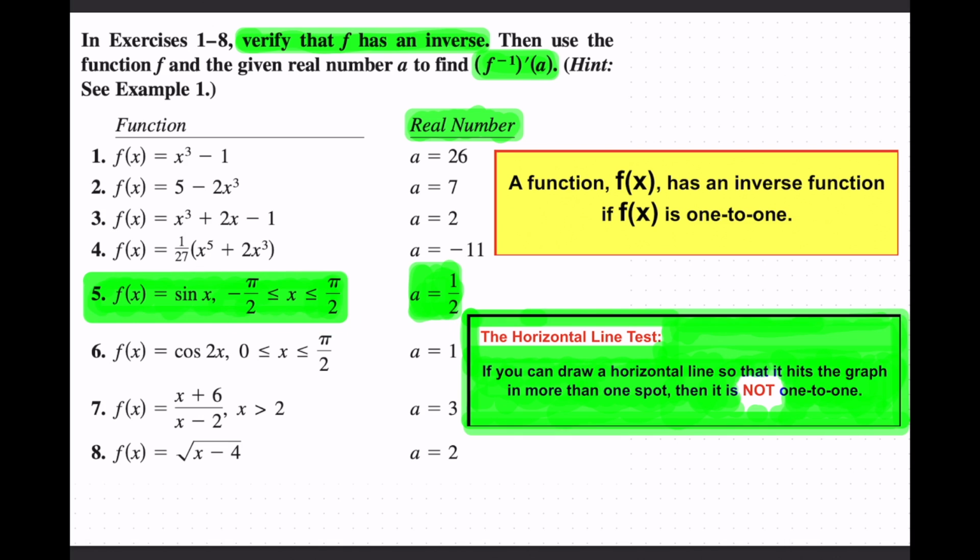Here's a quick test, the horizontal line test. If you can draw a horizontal line so that it hits the graph in more than one spot, it is not one-to-one. So we can test that out. Once again, I'm going to find a derivative as well, not only the inverse at number a.